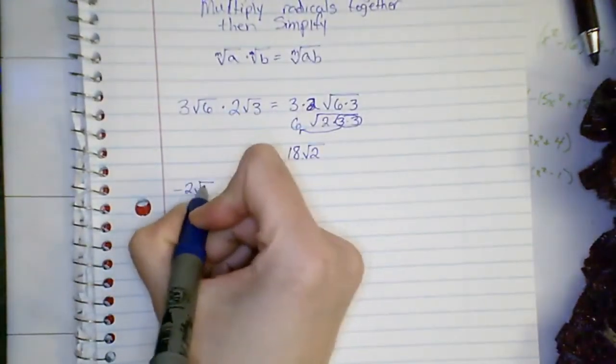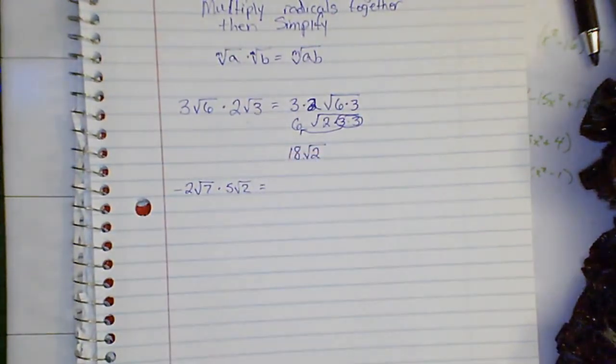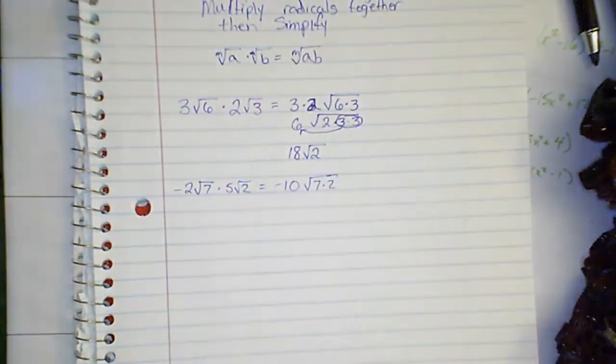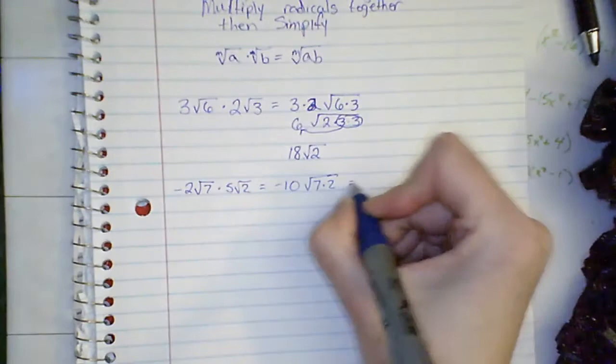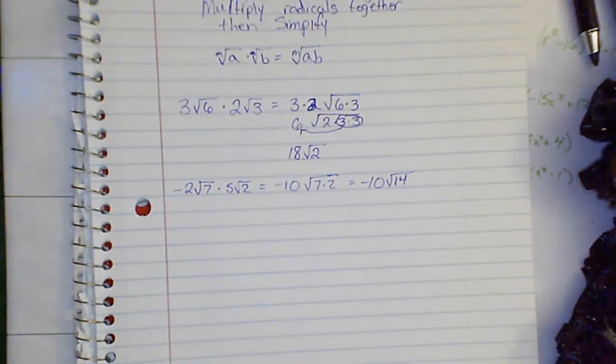Negative 2 square root 7 times 5 square root 2. Negative 2 times 5, they're outside, so they combine together, give us negative 10. The inside numbers are 7 times 2, and these are 2 prime numbers, so we can't simplify any further, so they go ahead and multiply together. 7 times 2 is 14. And the more you work on these, the faster you'll get at them, because you'll recognize, oh, 14 can't break down, or 6 is another one that cannot be broken down further or simplified further than just square root 6.